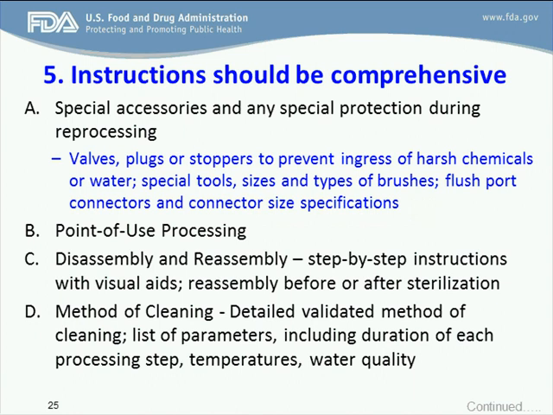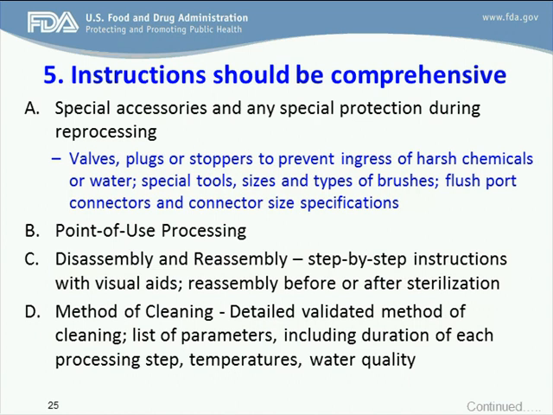Criterion 5, reprocessing instructions should be comprehensive. Comprehensive instructions enable the user to understand precisely how to implement the entire reprocessing procedure safely and effectively. The instructions should include all of the following elements: special accessories and any special protection during reprocessing, such as valves, plugs, or stoppers to prevent ingress of harsh chemicals or water, special tools, sizes and types of brushes, flush port connectors, and connector size specifications.